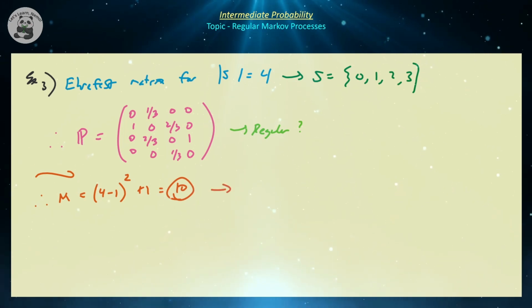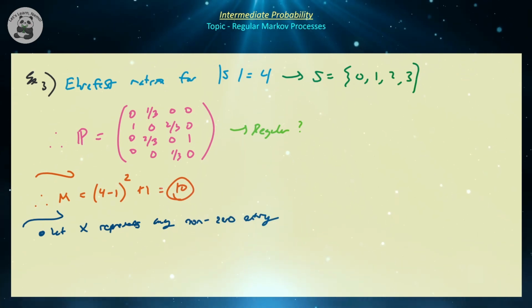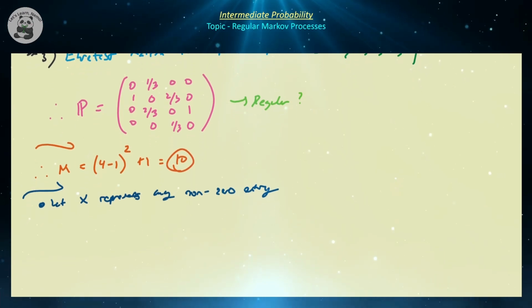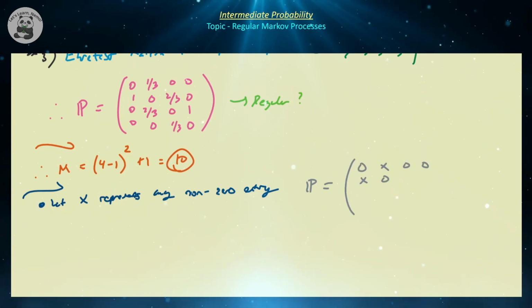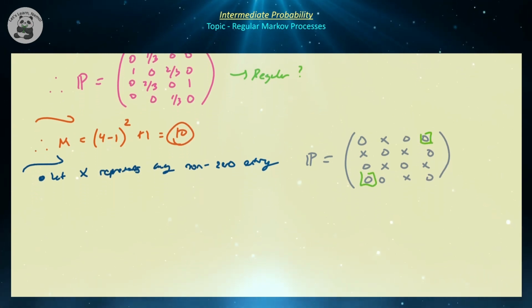Let's create a little shorthand notation. Let's assume that x represents any non-zero entry. You'll see why I want to introduce this notation in just a moment. If we look at the matrix P from the perspective of non-zero entries, what you have is 0, x, 0, 0, then x, 0, x, 0, then 0, x, 0, x, and then 0, 0, x, 0. So you almost have a checkerboard pattern with a couple of little entries missing in both of those corners.